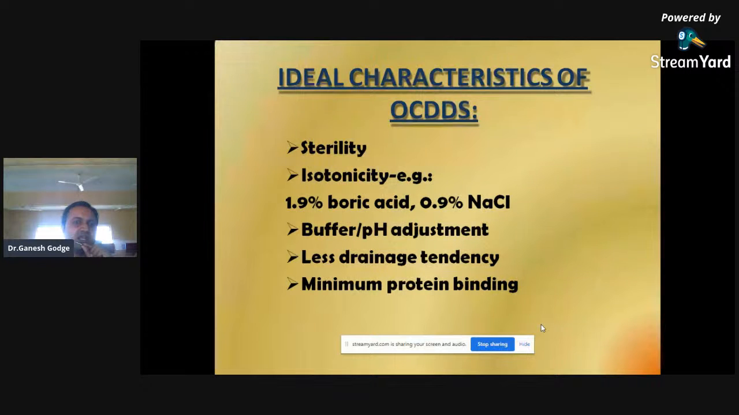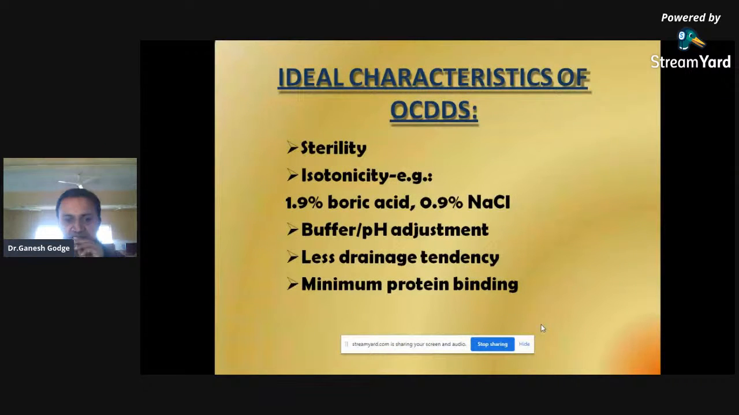That is why they should be sterile, isotonic, have buffer or pH adjustment, less drainage tendency, and minimum protein binding. Because the more the protein binding, the less drug is available for absorption. These are ideal characteristics for ophthalmic products. Which are the ideal characteristics? Sterility, isotonicity, pH adjustment, less drainage tendency, and minimum protein binding.